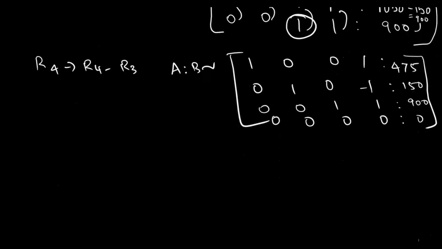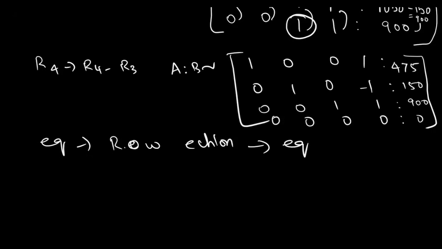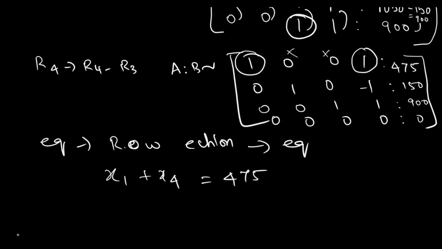Now we have to rewrite this again in equation form, because first you reduced it to row echelon form. After the reduced row echelon form, again you have to write it as equations, same as Gauss elimination. So this is x1, there is no x2, there is no x3, and this is x4. So x1 plus x4 is equal to 475. And there is no x1, x2, no x3, and this is minus 1. So please be careful. x2 minus x4 is equal to 150.